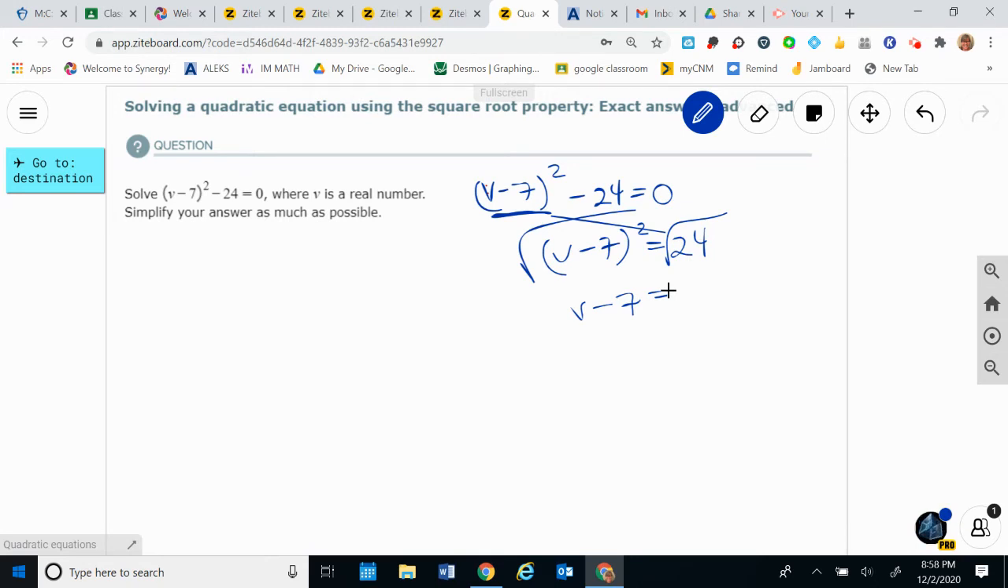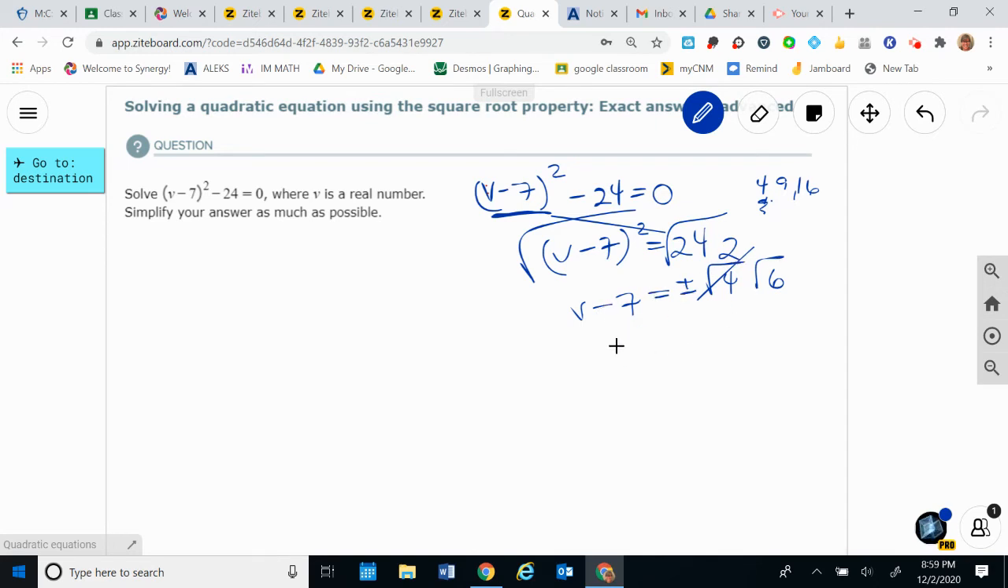Okay, and now you're going to get plus or minus root 24. But look at what goes into 24. What is a perfect square? Start off 4, 9, 16. Does anything go into 24? 4 does. So break up 24 into 4 times 6, because 4 times 6 is 24. The square root of 4 is 2. So that's 2 root 6.